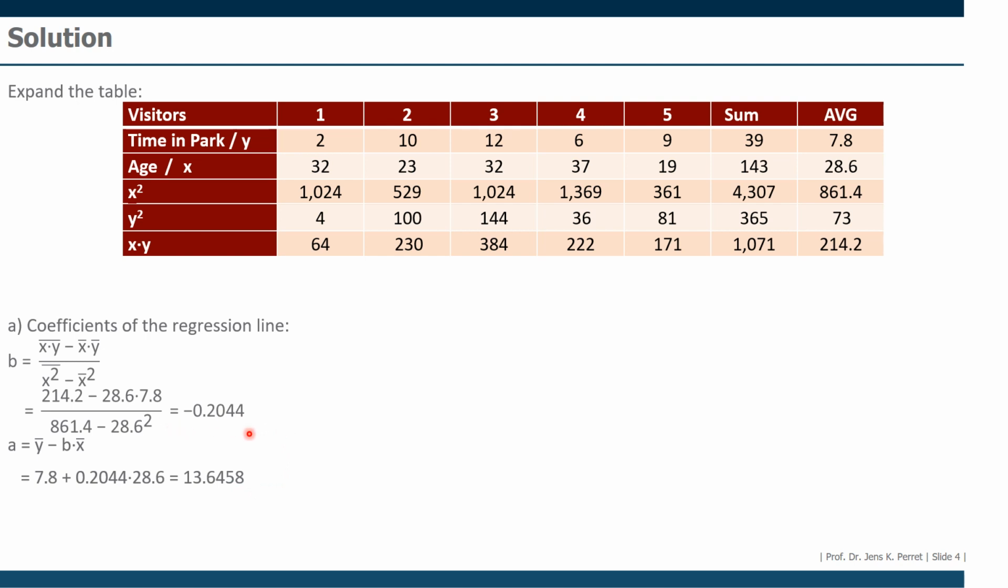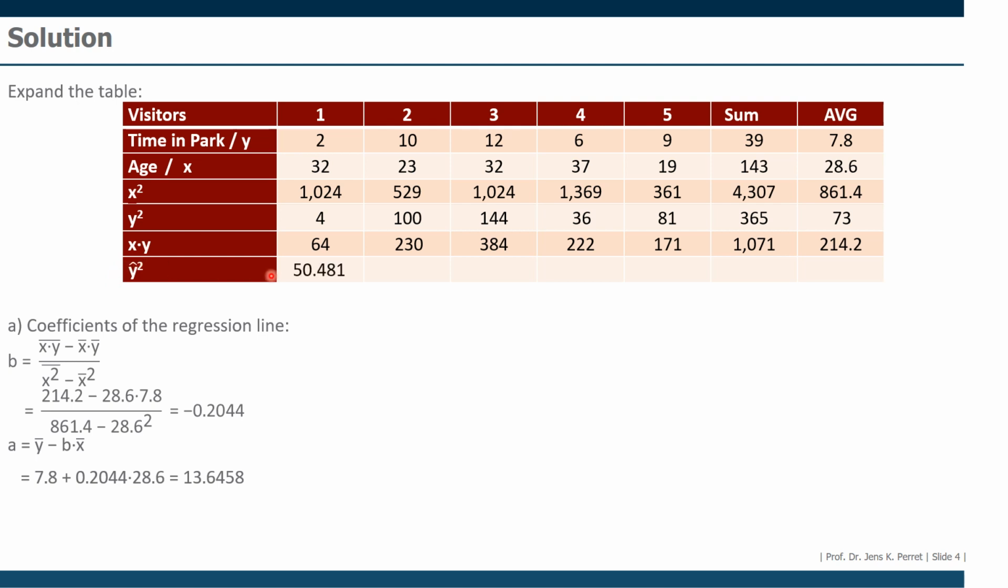Well, that was already part B as well, so let's turn to part C, the coefficient of determination, the r squared. For this, we're still going to continue working with this table. We're going to expand this by one more row, which here is the row y hat squared. Y hat, that's the value I get if I insert x into my regression line. So if I go with 32 times minus 0.2044 plus 13.64 and so forth, that's when I get y.